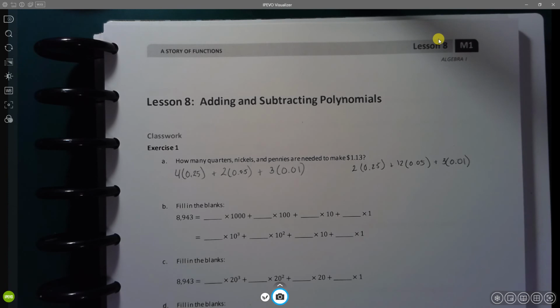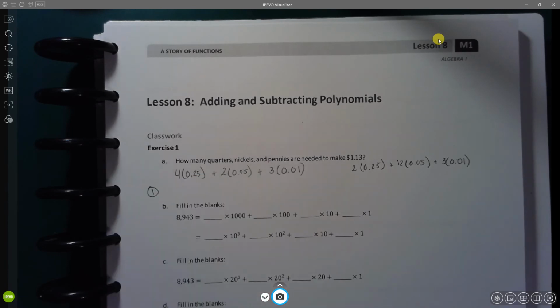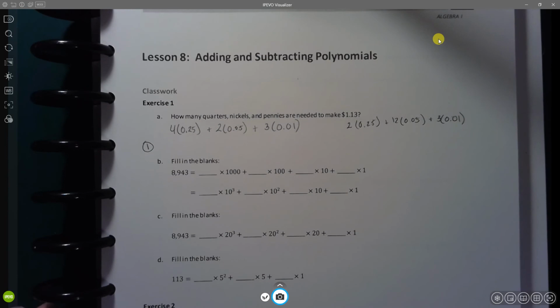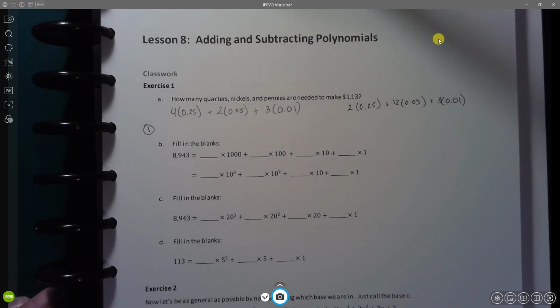I gave you 2 examples. I want each of you to come up with one more example for me, okay? Come up with another example of how many quarters, nickels, and pennies are needed to make $1.13. All right, so let's go ahead and continue on to B real quick, okay?